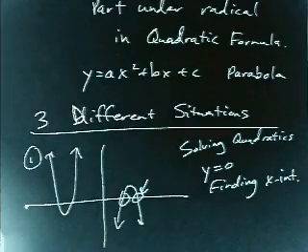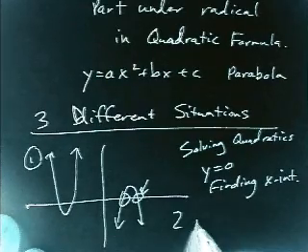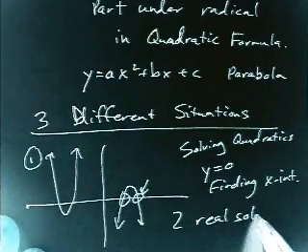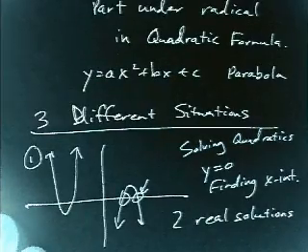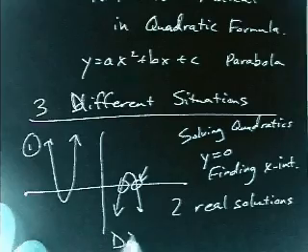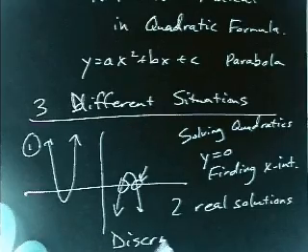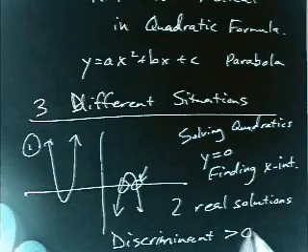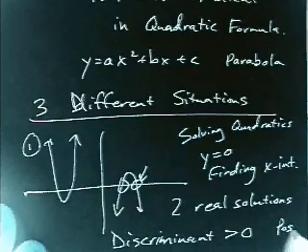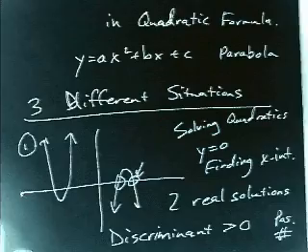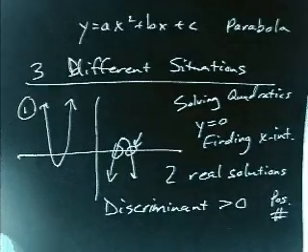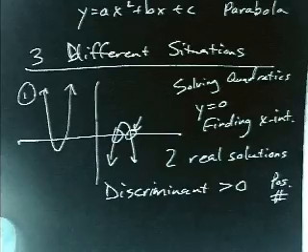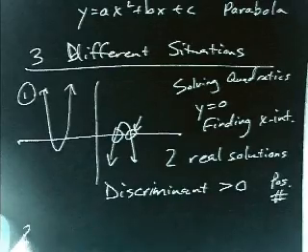So the first situation I want to talk to you about is 2 real solutions. There are 2 places where this particular parabola crosses the x-axis. Well, guess what happens when this situation occurs? The discriminant is a positive number, right? Positive number.